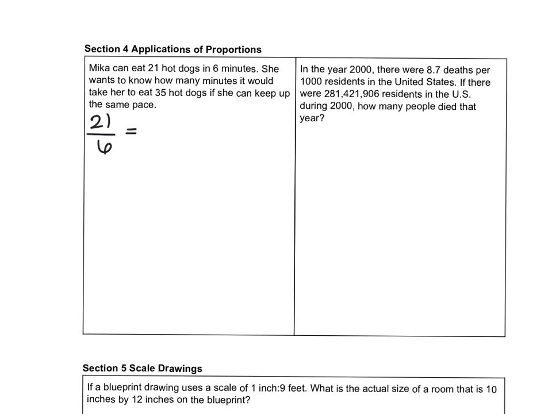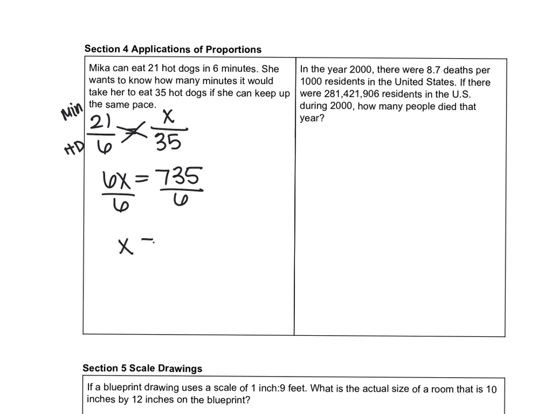When I set up my proportion to solve, I have to make sure I keep my units in the same place. So we had minutes over hot dogs. We want to solve for the time for 35 hot dogs. Okay. Then we cross multiply. So we get 6x equals, and then 21 times 35 is 735. Divide by 6. And we get 122.5 minutes. It is important to remember to include units anytime you solve a word problem.